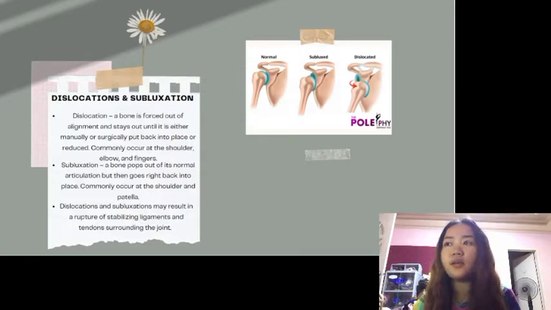So the next one is the contusion. Contusion is the medical term for a bruise. It is the result of a direct blow or an impact, such as a fall. Contusions are common sports injuries. Most people think of a bruise as a black and blue spot. This happens when small blood vessels get torn and leak blood under the skin.